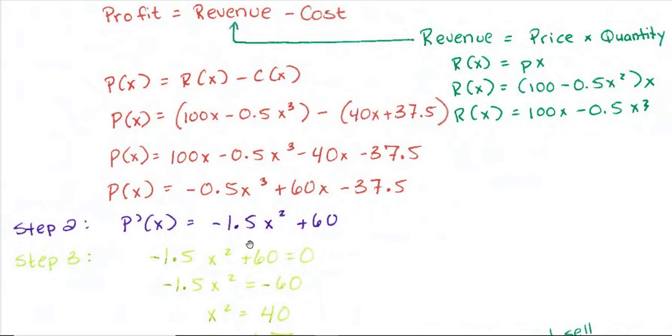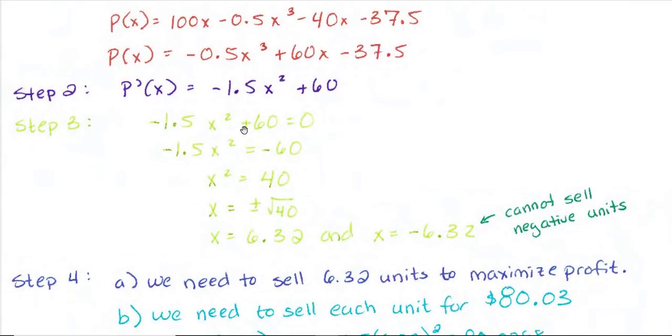Step 2, take the derivative. I get negative 1.5x squared plus 60. Set the derivative equal to 0. And when you do, you get x squared equals 40. So when you take a square root to solve, you have to take plus or minus, which gives you two answers, the positive and the negative. But we know we can't produce and sell negative units, so we're just going to concentrate on this positive one right here. X equals 6.32.